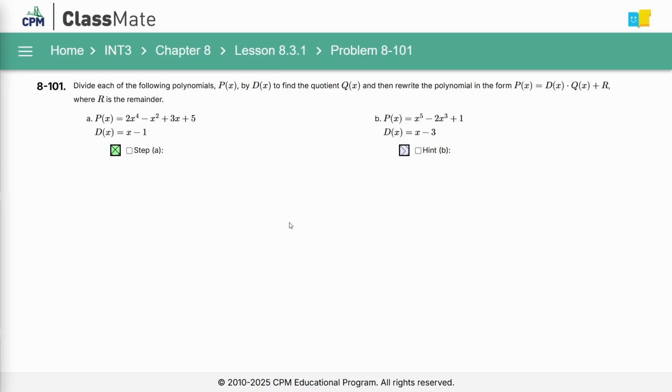Now for 8-101, divide each of the polynomials p of x by d of x to find the quotient q of x, and then rewrite the polynomial in the form of p of x equals d of x times q of x plus r. Quickly breaking down what that question means. P of x is our original function. Then we're asked to divide it by d of x, and this r here is our remainder. That tells me that one of these questions is going to have a remainder, and we finally get to see what that looks like.